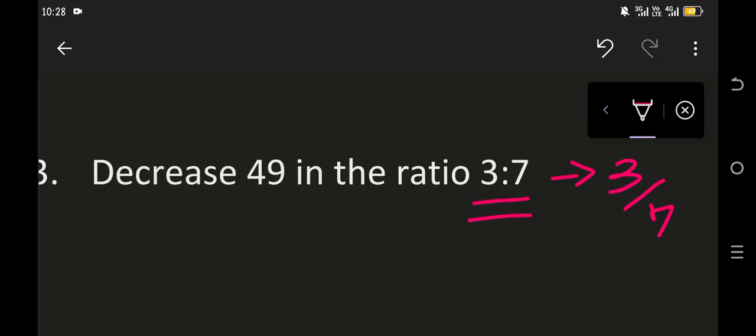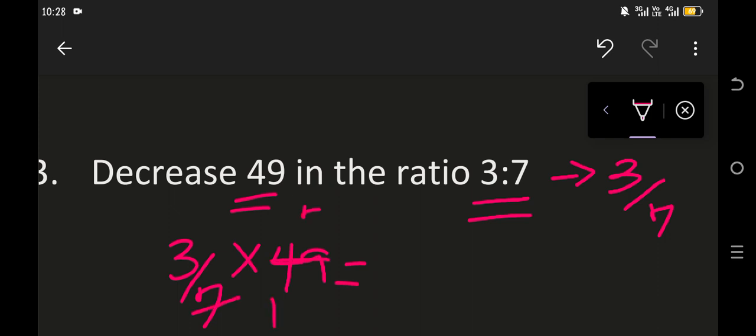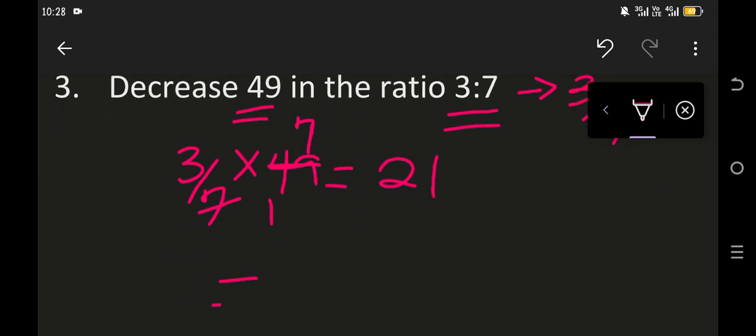Then you will multiply it by the given number so that we have 3 over 7 times 49. 7 will go here once, 7 will go here 7 times. And 3 times 7 is 21. So we can see our answer is 21 and it is less than 49. So we have decreased the number 49 in the ratio 3 to 7.